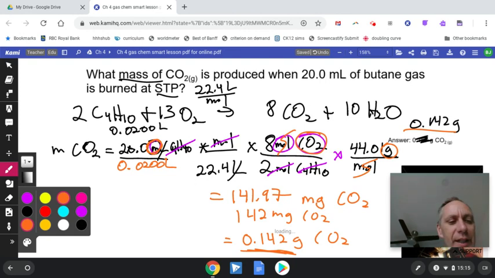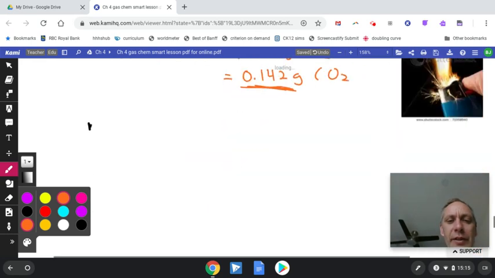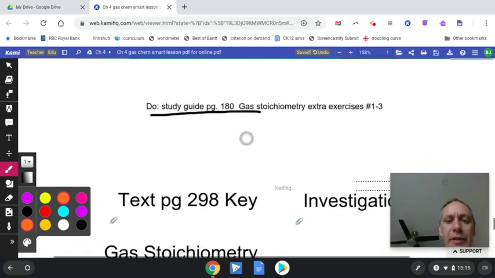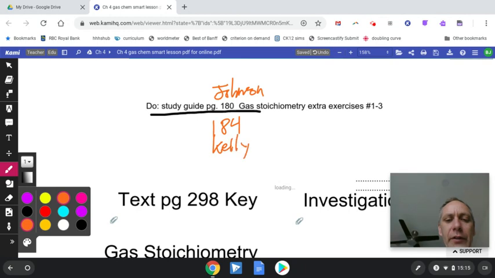Okay, that's Gas Stoich day 1. Hopefully that wasn't too bad for you. So you have one short assignment to do. It's just 3 questions in your study guide, page 180 if it's Johnson, and I think 184 if you are using Kelly's study guide. 3 questions. Answers will be posted online for you to check your work. Tomorrow you'll get Gas Stoich day 2, and then you'll get a wrap-up assignment and a quiz on Gas Stoich. So today's Tuesday, then Wednesday. So then on Thursday and Friday, we will start solution stoichiometry.